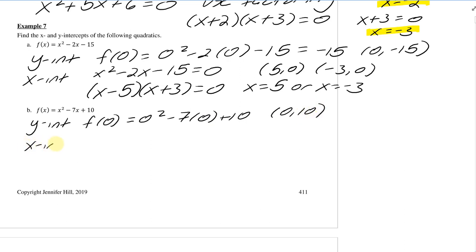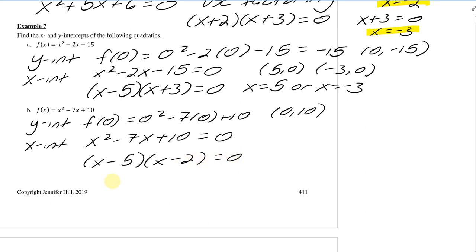Now let's find the x-intercepts. Once again, I'm going to set this equal to 0. And again, if you want to pause to figure out how it factors, hit play when you're ready. This factors as x minus 5 times x minus 2. So I get x equals 5 or x equals 2. Those would technically be my solutions, but those are not my intercepts. So I'd have to state this as 5, 0 and 2, 0.